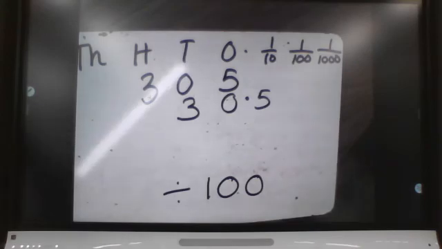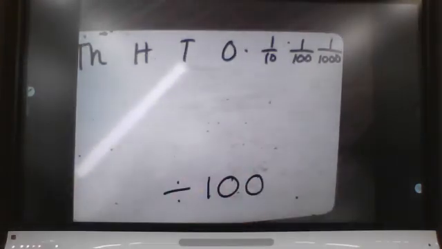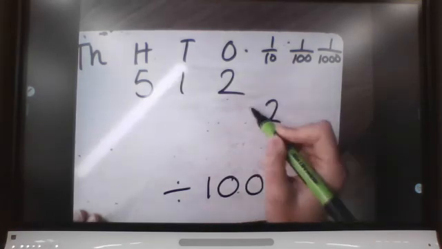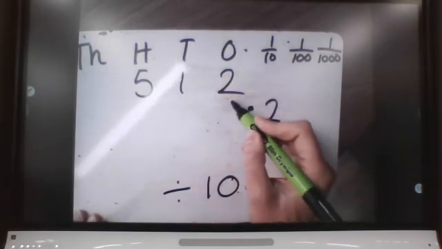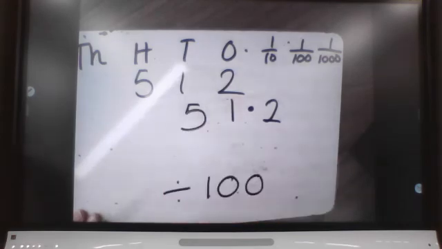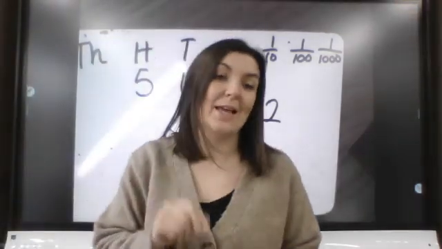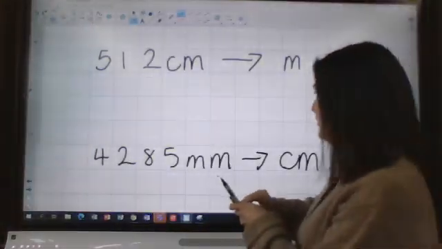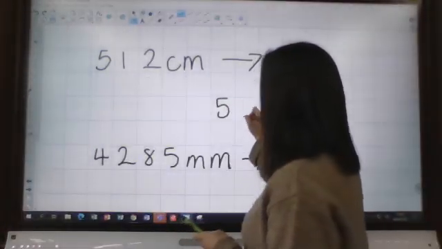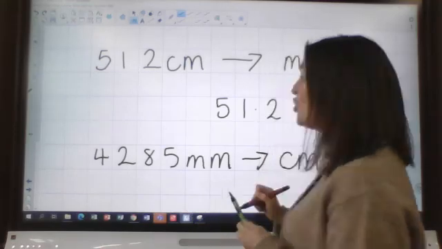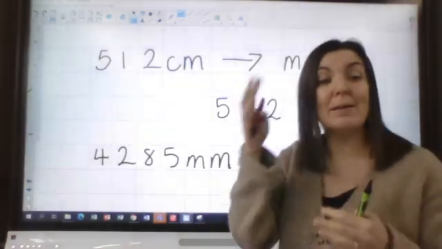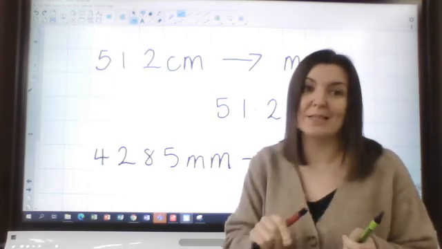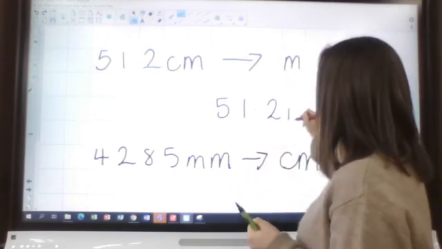512 this time. 512. The 2 goes into the tenths. My decimal point really important. So 51.2 is the answer that you should have got. Go back. So it's 51.2. Some of you might not need that chart. You might be able to see that without the chart, but if you do, that's absolutely fine. You can jot it down in your purple book.